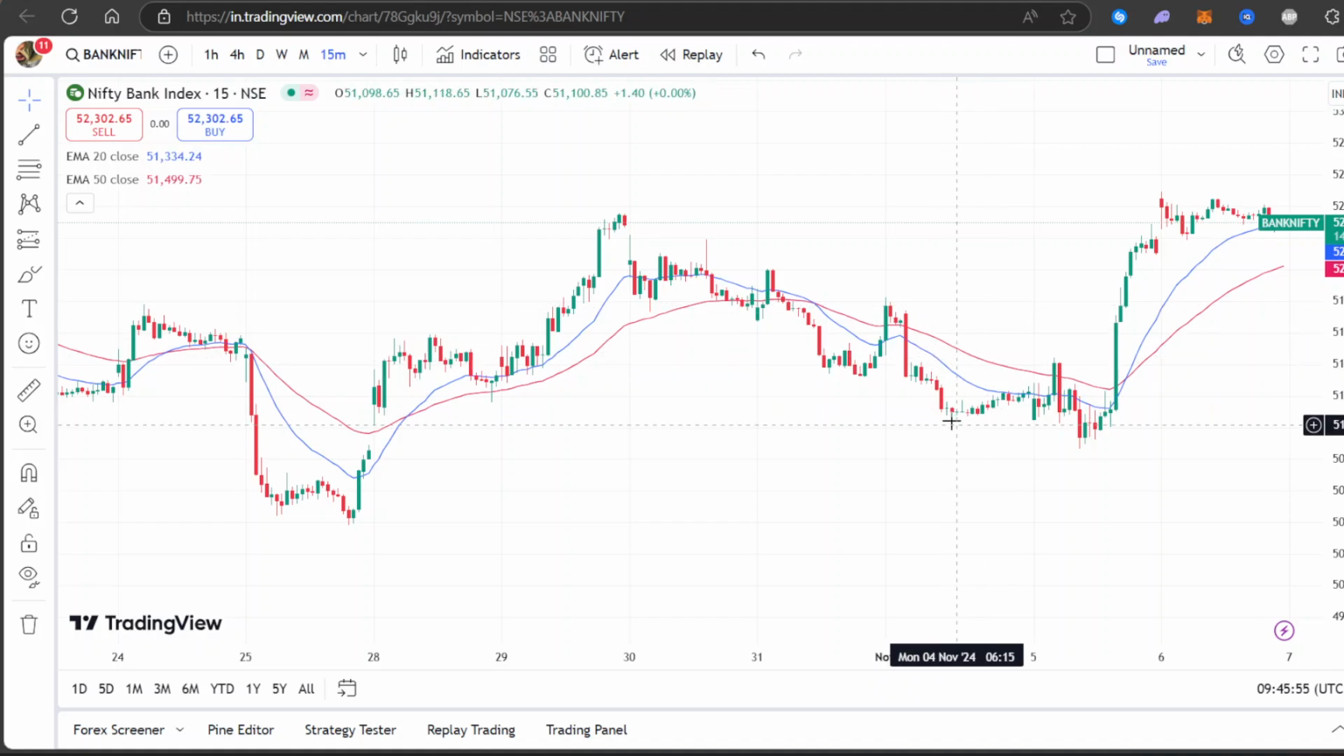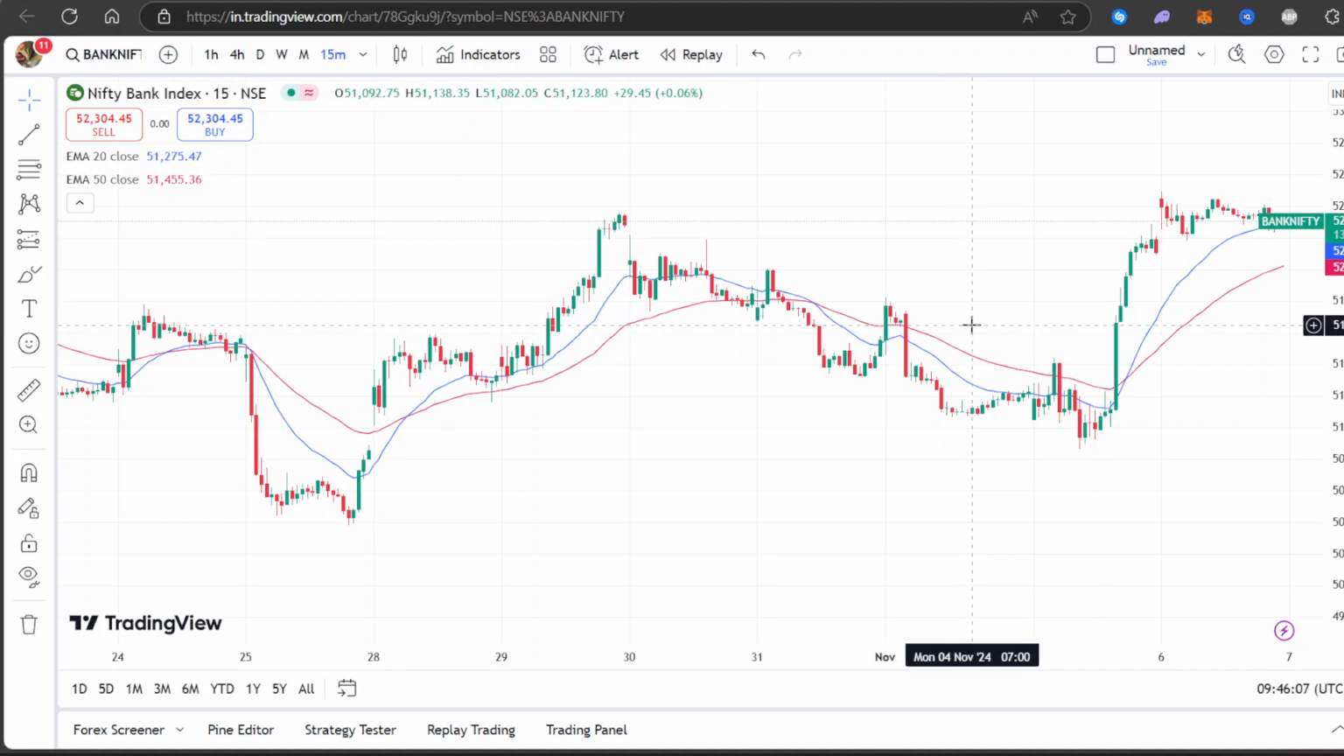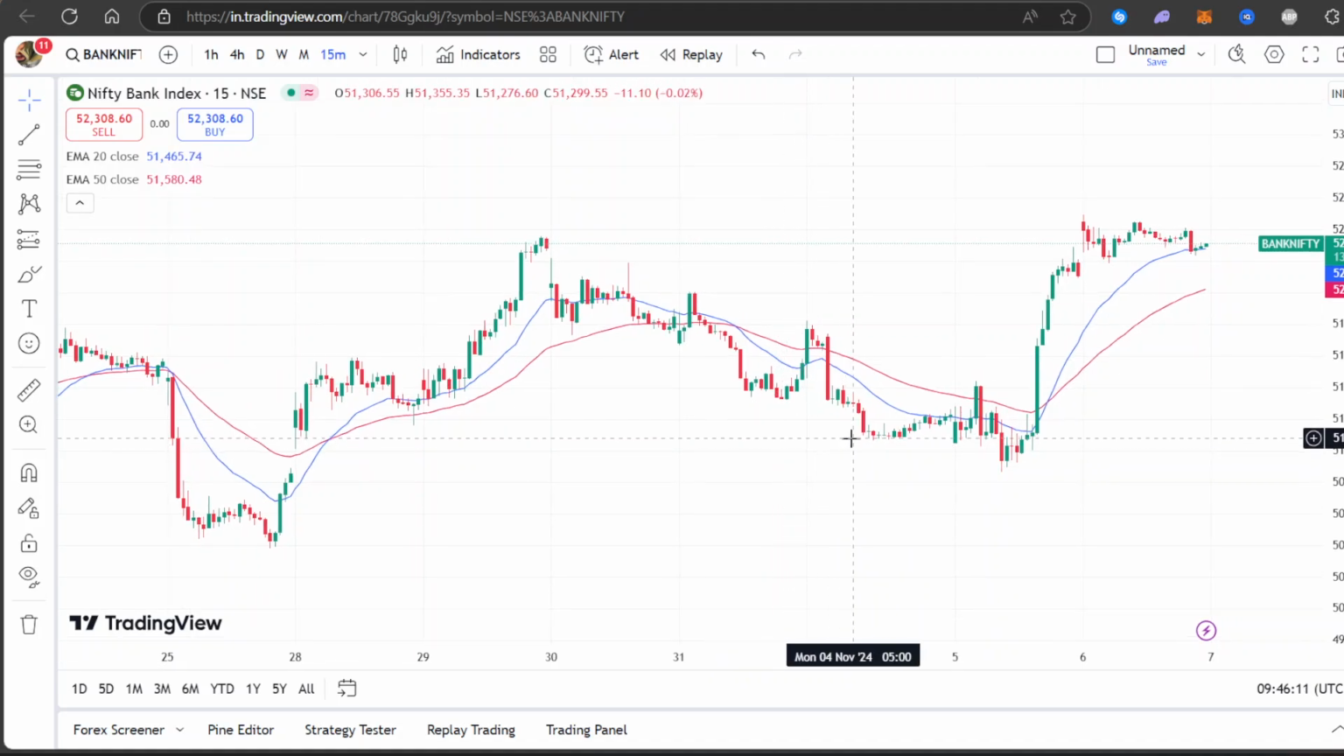Now, for instance, the 20 EMA is going to be used to gauge short-term trends, while the 50 EMA can show you the bigger picture. When the price crosses above or below these moving averages, it can signal a potential trend change. So you can use it to spot both bullish or bearish patterns quickly.